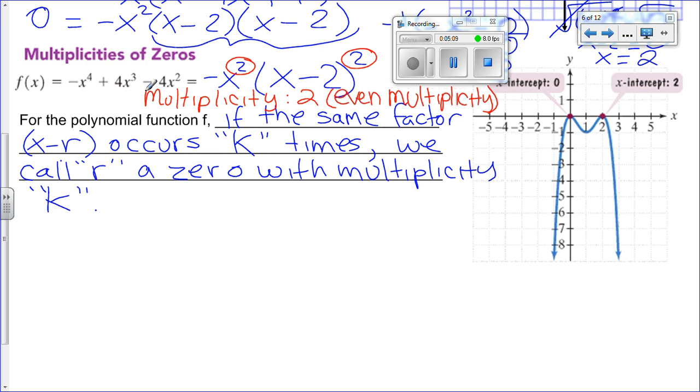So what happens here is that when we have even multiplicity, the graph is going to, well, here's our 0, and they are real numbers, so you can see them as x-intercepts. What happens is that the graph is going to touch the x-axis and turn around. Some books refer to it as it bounces back. Our book says it touches and it turns around. So let's go look at the next slide.